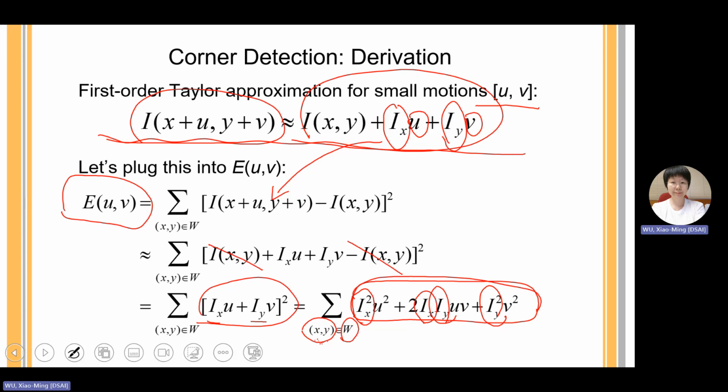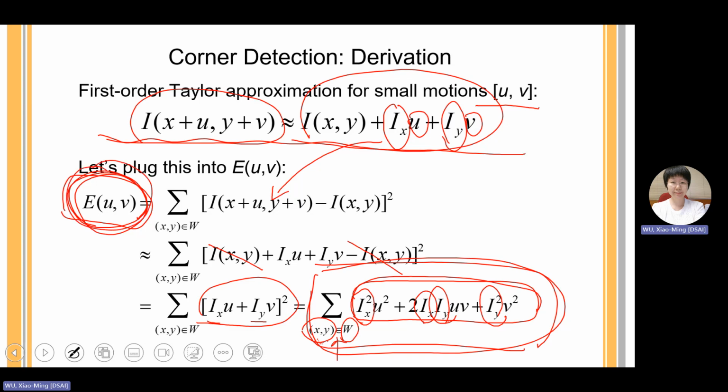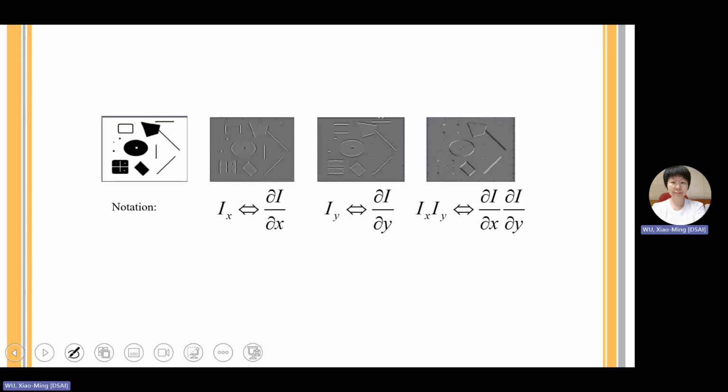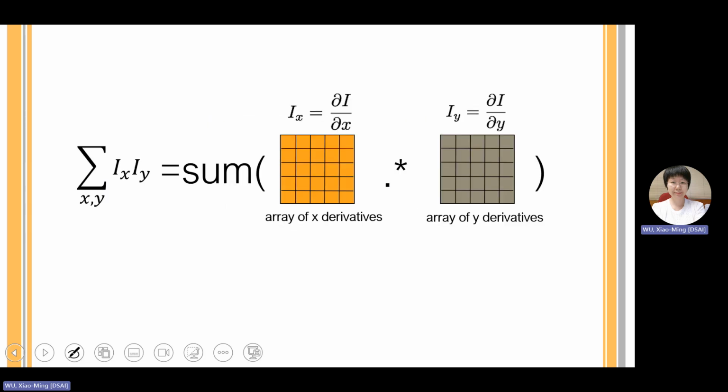Okay, so now you can see these changes. This change function can be fully described by what? It can be fully described by the image derivatives within this window. That's how we quantify the changes. We're not done yet. But let me show you what Ix and Iy is.